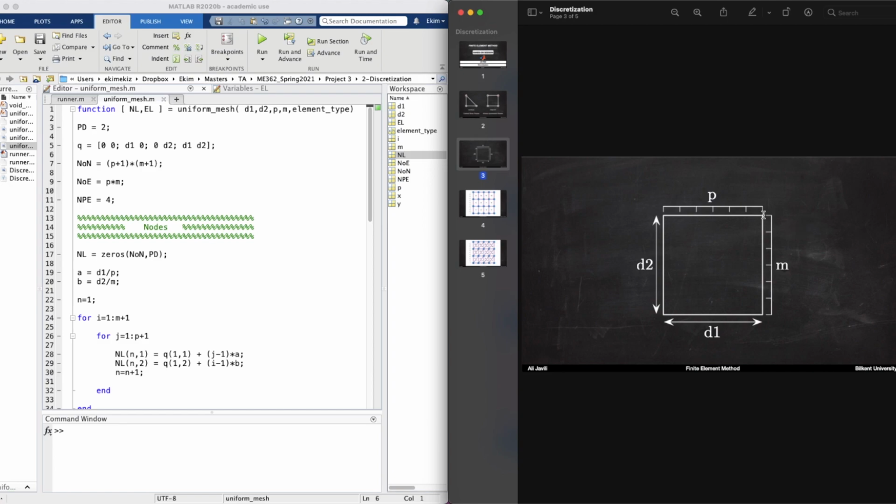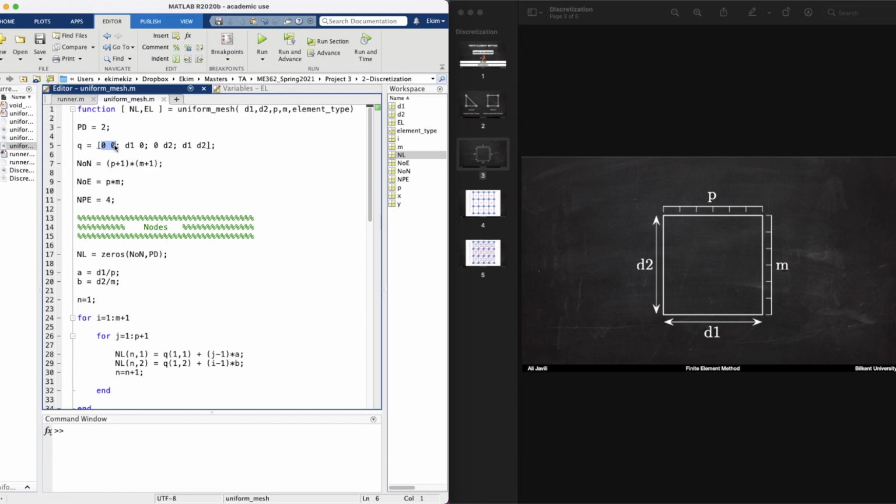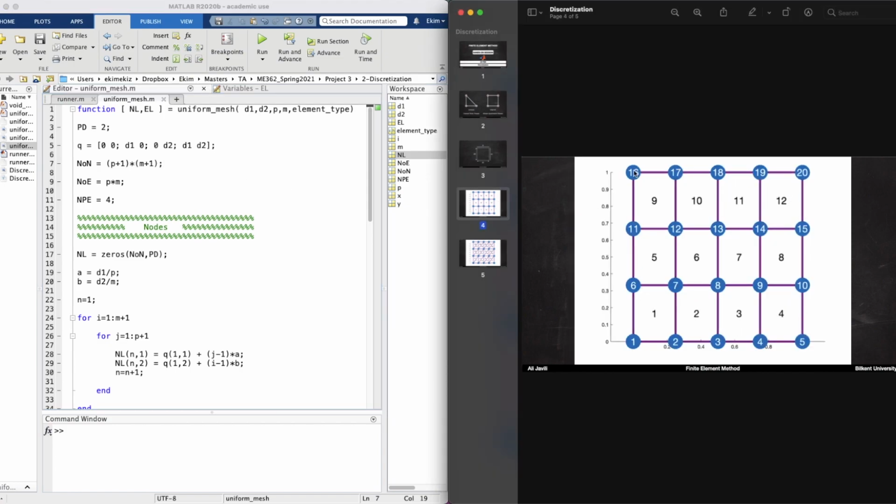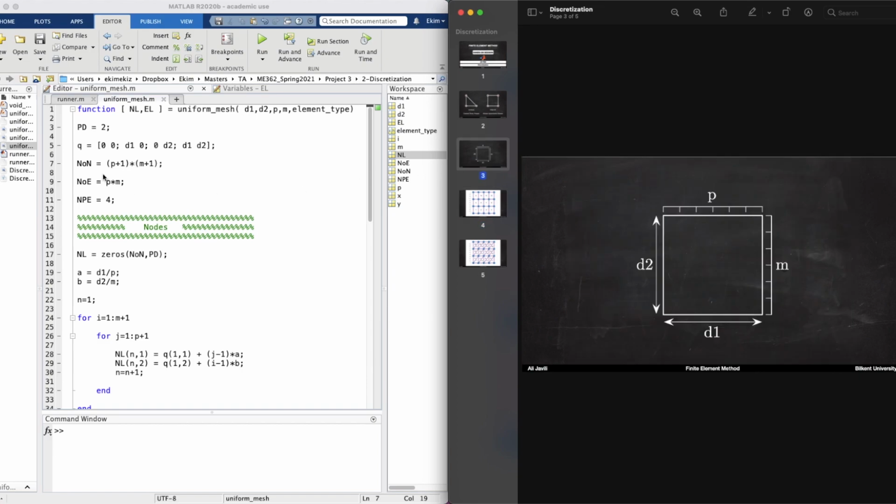And this one would be at D1 to D2, right? So this is what we have. This is the first corner, this is the second, this is the third, this is the fourth. The ordering is not important because this is not an element, mind you. This is just the corners of our domain, and we will know which corner we assign to where.